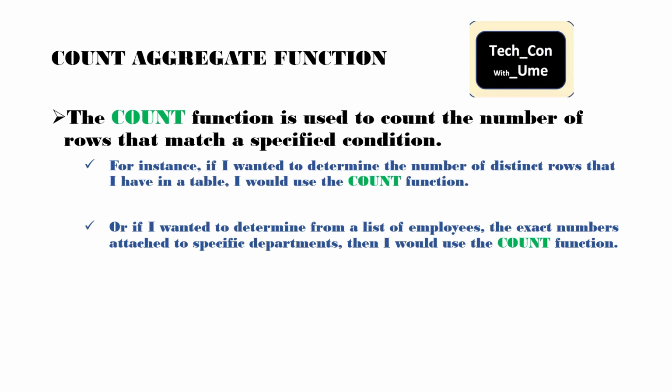We will begin this video by looking at the last aggregate function, which is called the count function. The count function is used to count the number of rows that match a specified condition. For instance, if I wanted to determine the number of distinct rows that I have in a table, I would use the count function. Or if I wanted to determine from a list of employees the exact numbers attached to specific departments, then I would use the count function. We would look at some of these examples.